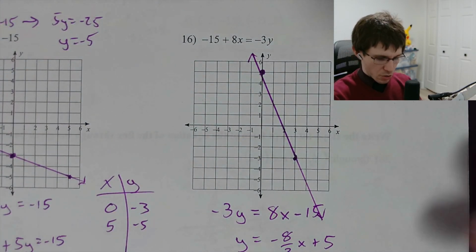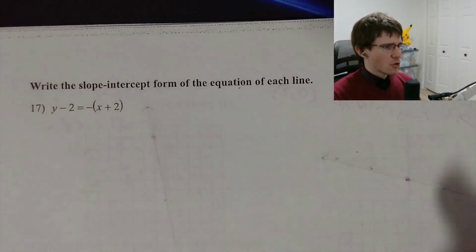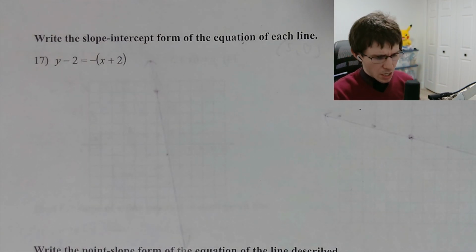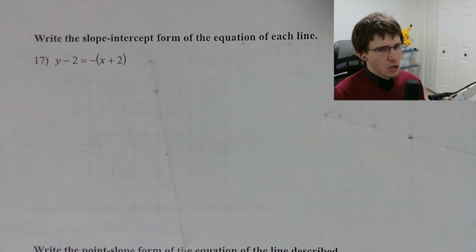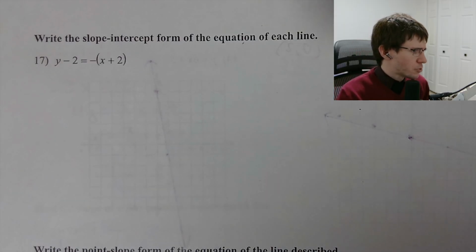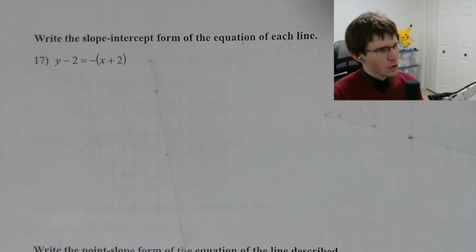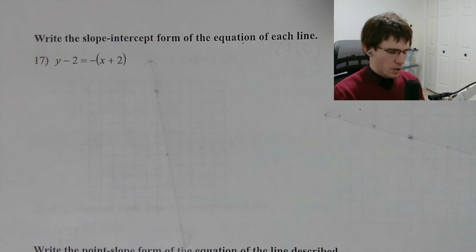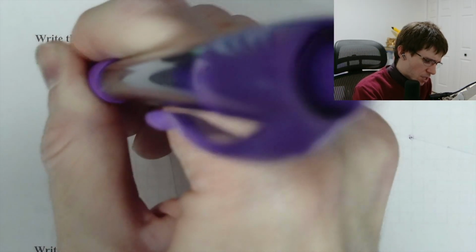Beautiful. Let's move on to question number 17. Question number 17 says, write the slope-intercept form of the equation of each line. So in this problem, you're currently in what's called point-slope format. Point-slope format is a really quick way of writing the answer, and it also just gives you a different starting point than your y-intercept. So all you really have to do is going to be something nice and easy.